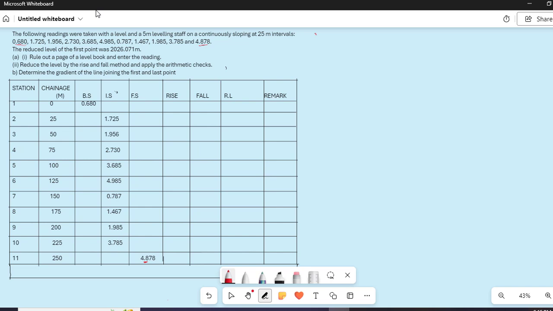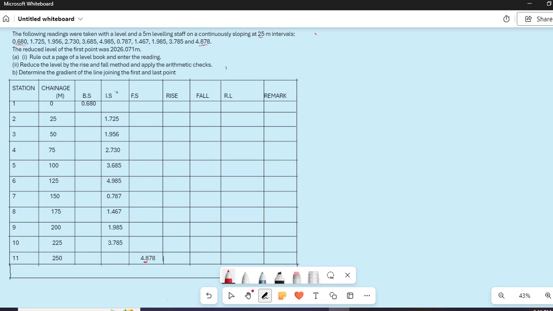Then I'm told that the ground is sloping at an interval of 25 meters. So after each 25 meters we have a new station, and that is why I have the first reading as station 0. Then the second reading is 25. The third reading is 25 plus 25, 50, and the fourth reading is 50 plus 25, 75. Then we continue up to the end. So you add 25 to each, meaning that our last station will be 250 meters. So the chainage is from 0 up to 250 because the interval between each station is 25 meters.